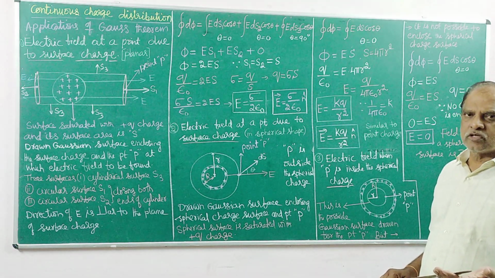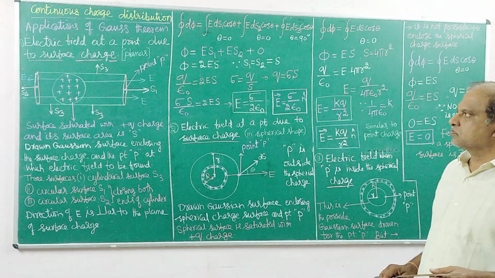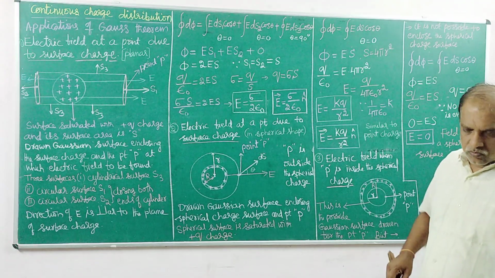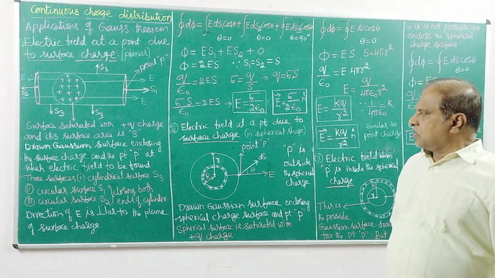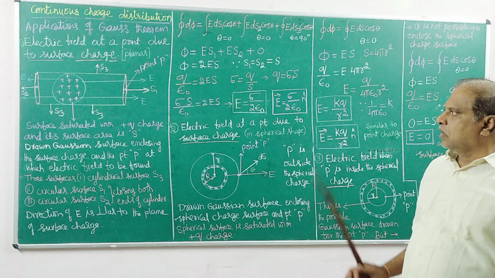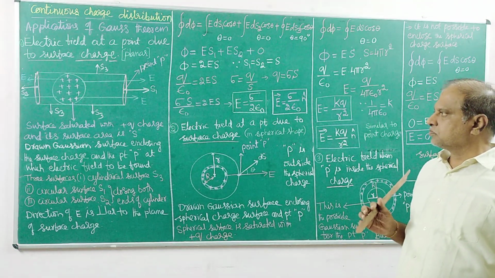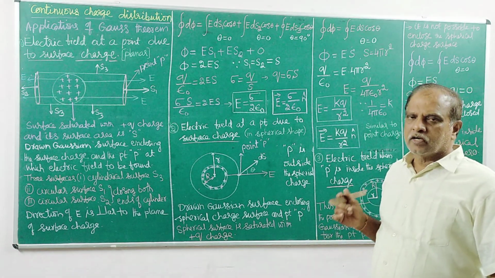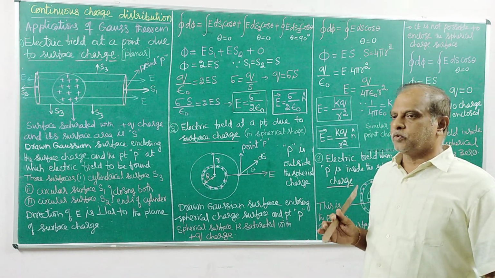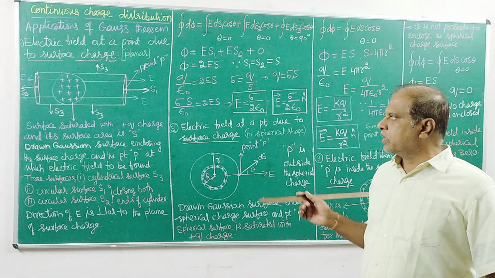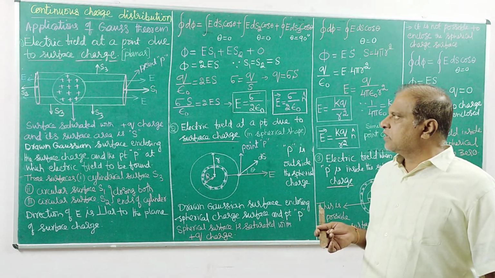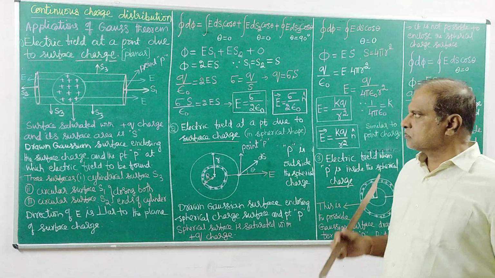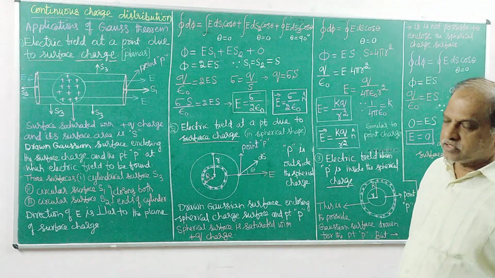These charges are distributed in three different fashions. One is linear charge distribution, surface charge distribution, and volume charge distribution. In the last class, we got the equation for linear charge distribution. Today, let us see what is the equation we get for surface charge distribution. The surface charge distribution.